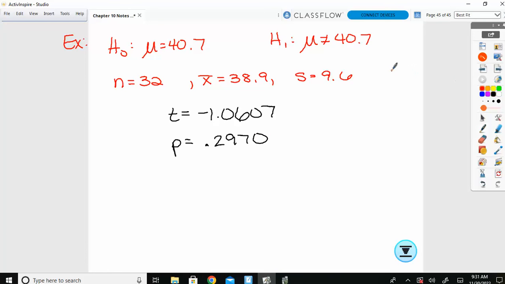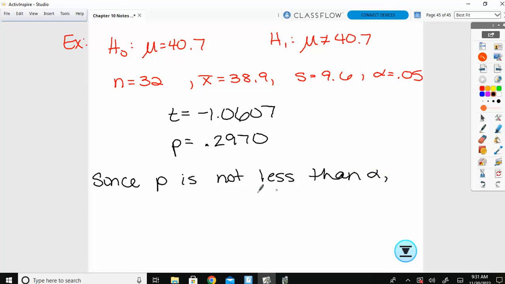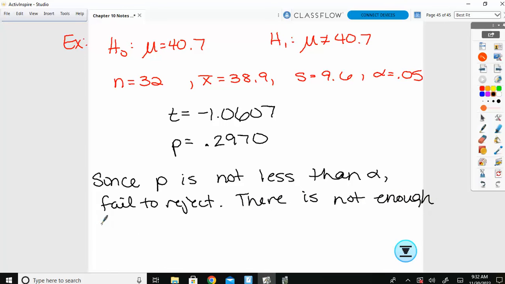Let's say I need to give you an alpha, don't I? Let's say alpha is 0.05. Okay, we reject if our probability is less than alpha. So do we reject or not? Since the probability is not less than alpha, we fail to reject. What does that mean? It means there is not enough evidence to conclude the mean has changed.